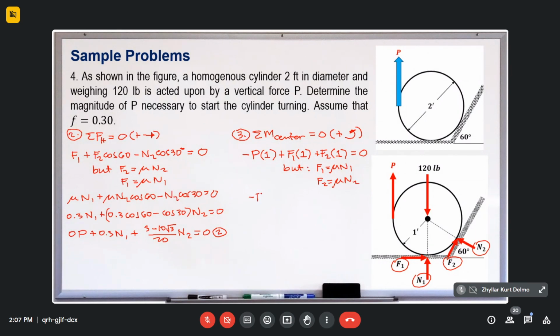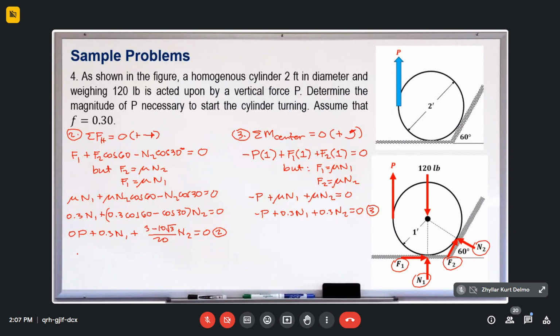We have negative P plus mu N1 plus mu N2 is equal to 0. So, we have negative P plus 0.3 N1 plus 0.3 N2 is equal to 0. So, this is our equation 3. Now, we have completed the 3 equations.